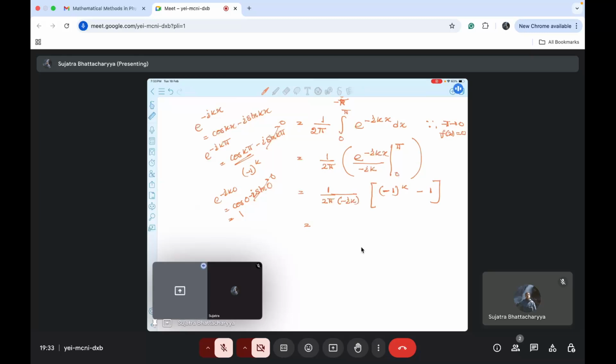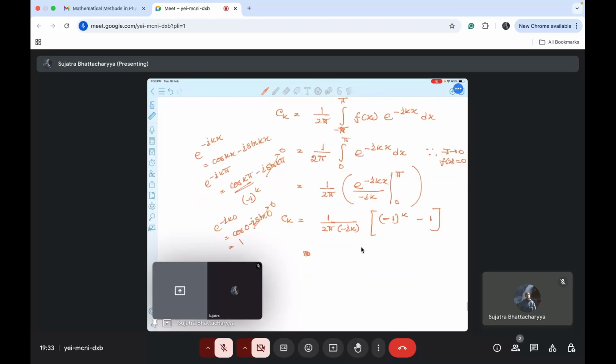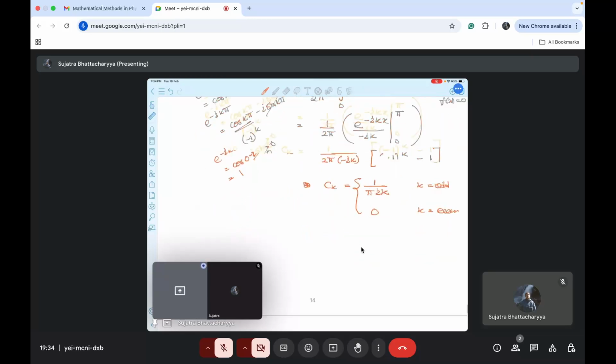Let us keep it like this. Now again, this is what Ck. So Ck will be equal to 1 upon pi i k when k is odd. Just check. If k is odd, it will be minus 2. 2 will cancel. Minus minus will cancel. And it will be 0 when k is even. Great. So this is done.